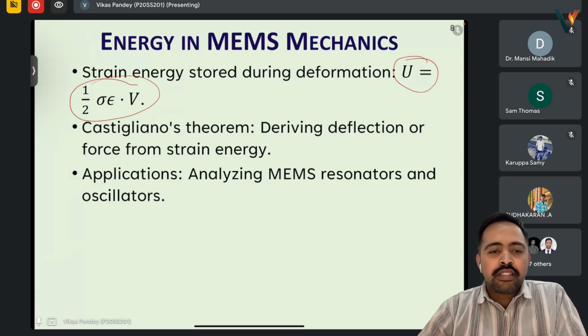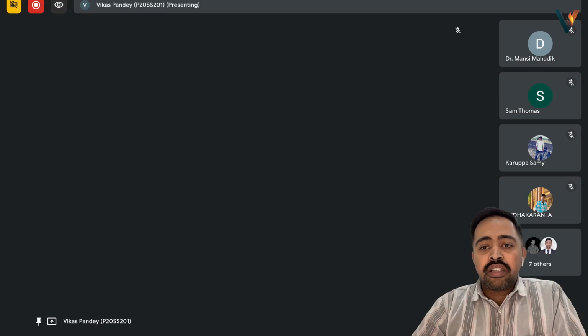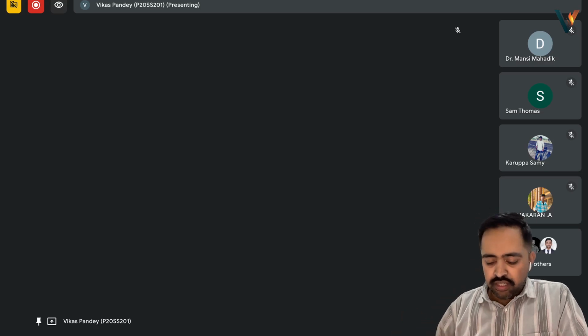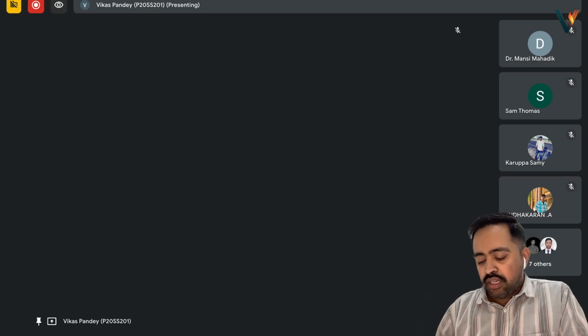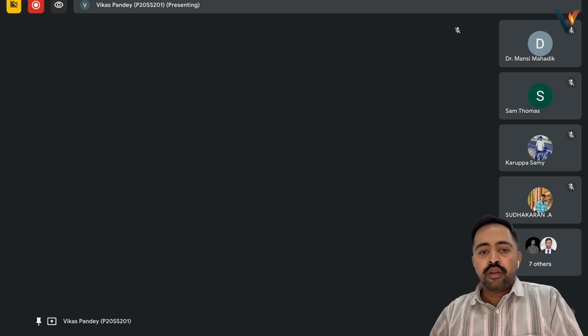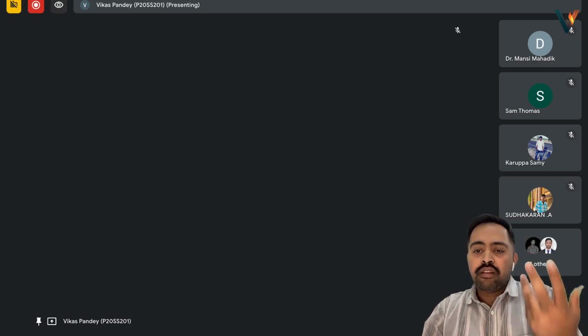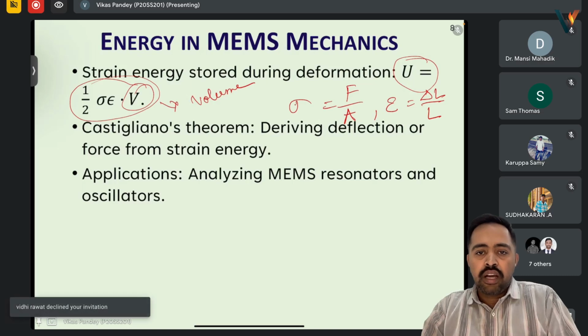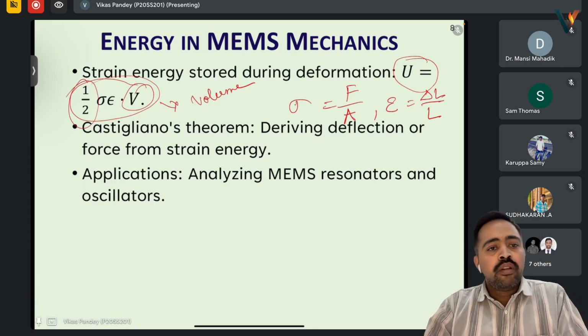Okay, sigma is the stress and epsilon is the strain. And stress, we know sigma equals force upon area, and epsilon, the strain, equals delta L upon L. And V here is the volume of the material in meter cubed. And half is a constant, 1 by 2.